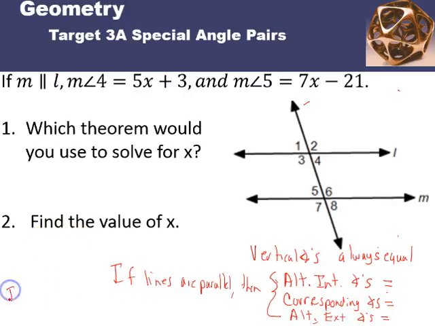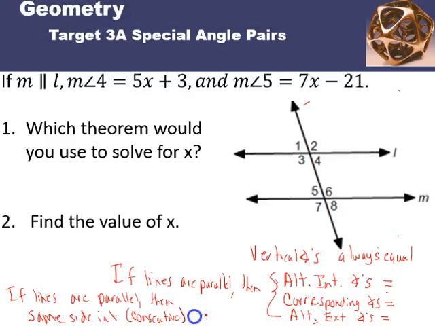So if lines are parallel, then same side interior, which remember is consecutive. They are not equal, they add to 180. They are supplementary, remember, which means they add up to 180. Okay, so now to solve this problem, I need to know a few things.